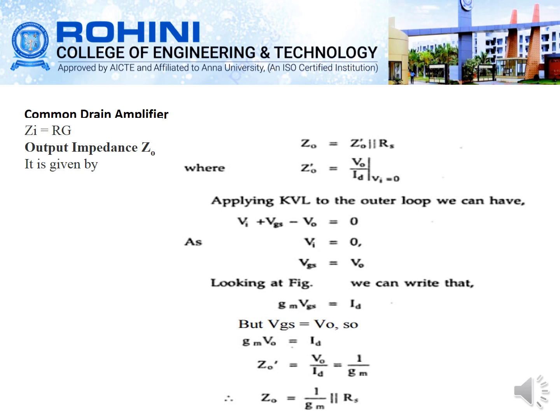The output impedance Z0 is equal to Z0 dash, in parallel with Rs. We are considering that Z0 dash term as V0 divided by Id when the input voltage is equal to 0. Here we apply KVL to the outer loop, so we get Vi plus Vgs minus V0 equal to 0. When Vi is equal to 0, Vgs is equal to V0. Looking at this figure, we can find that Gm into Vgs is equal to Id, but Vgs is equal to V0. So Gm into V0 is equal to Id, and Z0 dash is equal to V0 divided by Id, which is nothing but 1 by Gm. So Z0 is equal to 1 by Gm in parallel with Rs.